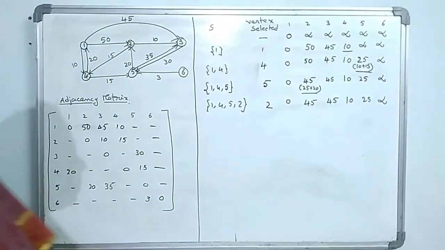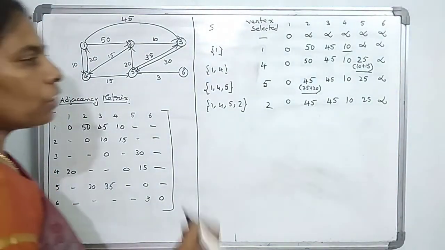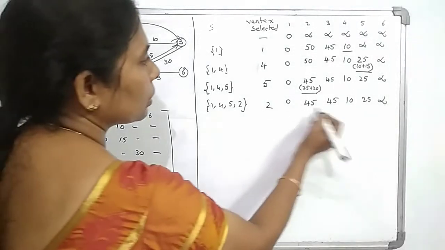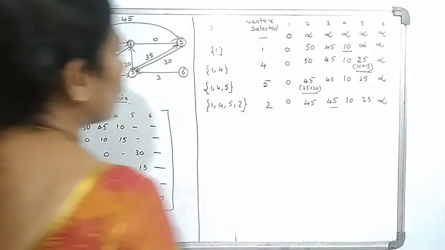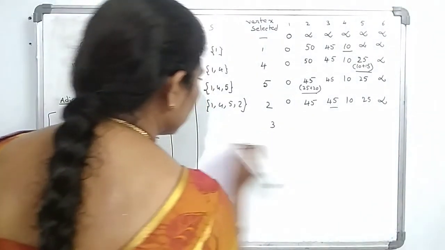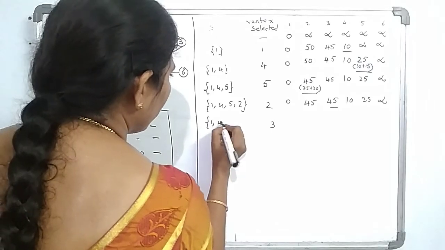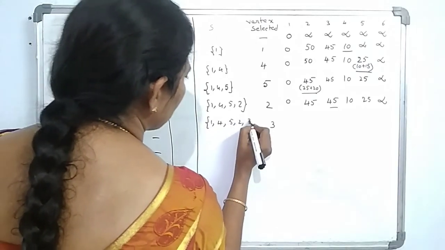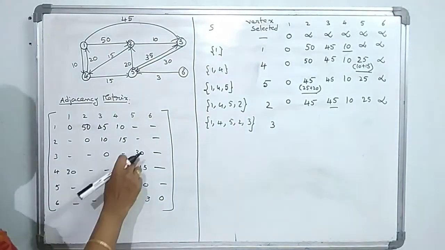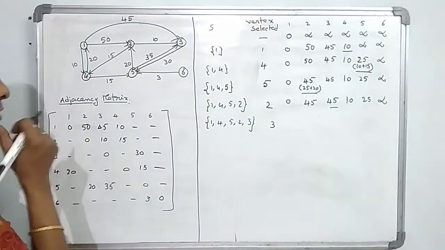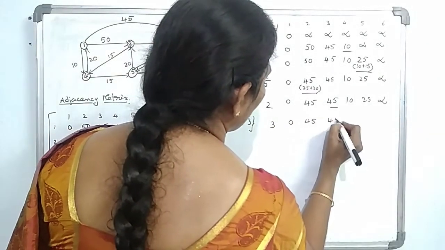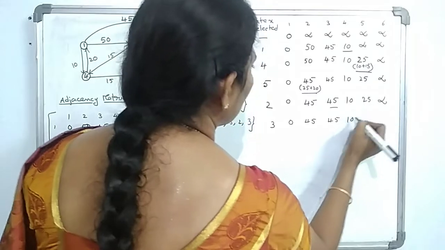So in that we can select this one. So now again you can choose which one is the minimum. So 45 we already selected. Next you can select the 45. So that means the next vertex is 3. That means 1, 4, 5, 2, 3. If you are taking the 3, in that 3 to 5 only you are having value and remaining are same. So in that you can take the remaining values 0, 45, 45, 10.